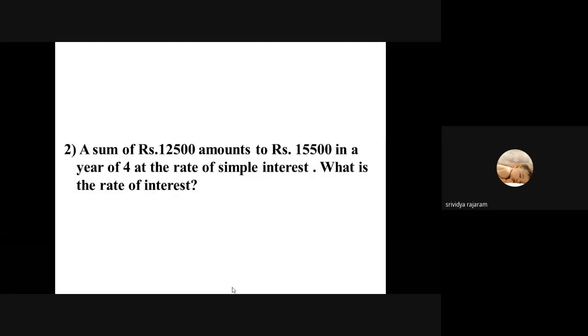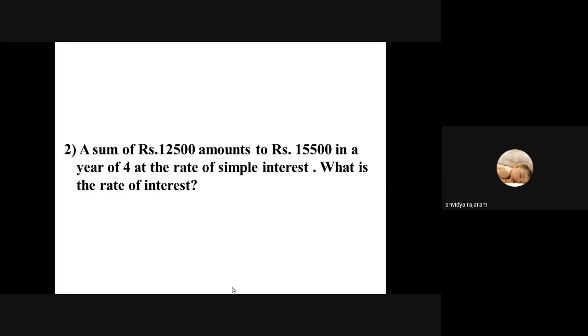Okay. The next sum is: a sum of rupees 12,500 amounts to rupees 15,500 in 4 years at a rate of simple interest. What is the rate of simple interest? So in this problem, what are the values they have given? P is equal to 12,500 and amounts to. If you see phrases like amounts to, matured amount or amount becomes, that value is nothing but the value of A. So this 15,500 is equal to A.